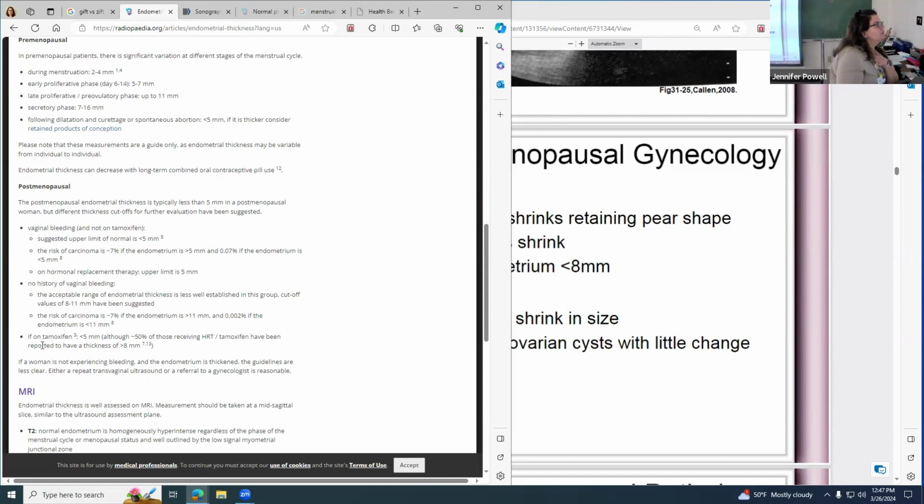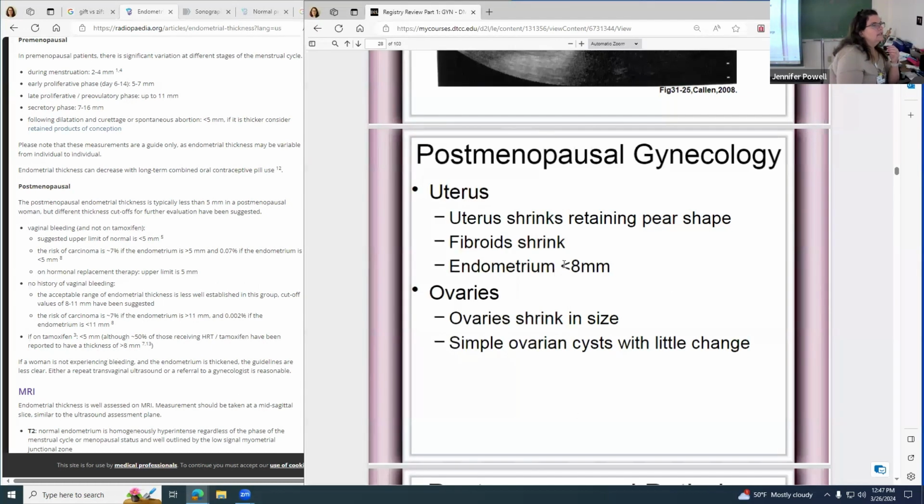So if on tamoxifen, which is a treatment for breast cancer, it should still be less than 5 millimeters, although roughly 50% of those receiving tamoxifen have been reported to have a thickness of greater than 8. So normal with no hormone replacement therapy should be less than 5, not less than 8.